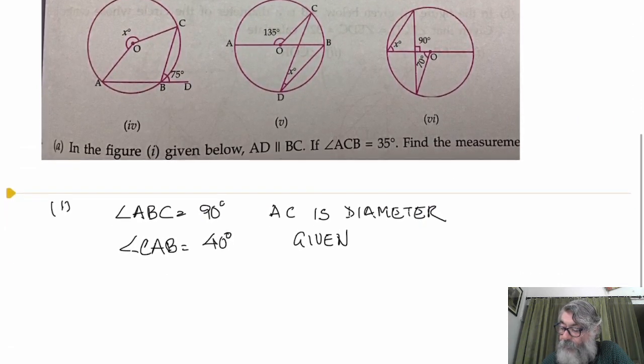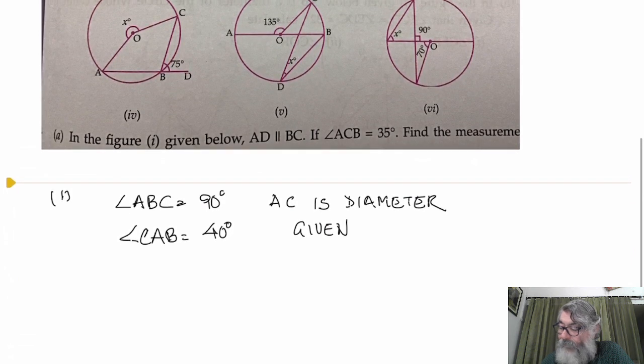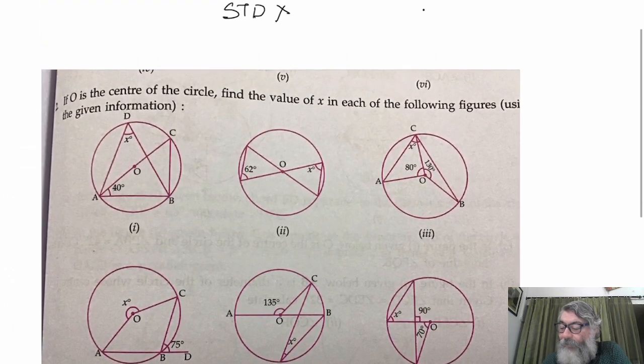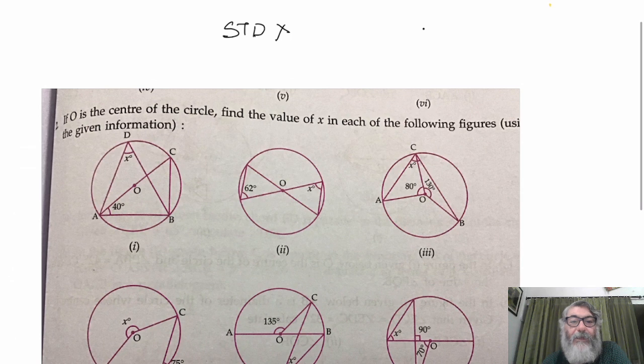So angle ACB will be how much? 180 minus 90 plus 40. 90 plus 40 will be 130, and when you subtract it from 180, you will get 50 degree. Now you get angle ACB as 50, and angles in the same segment of a circle are equal.